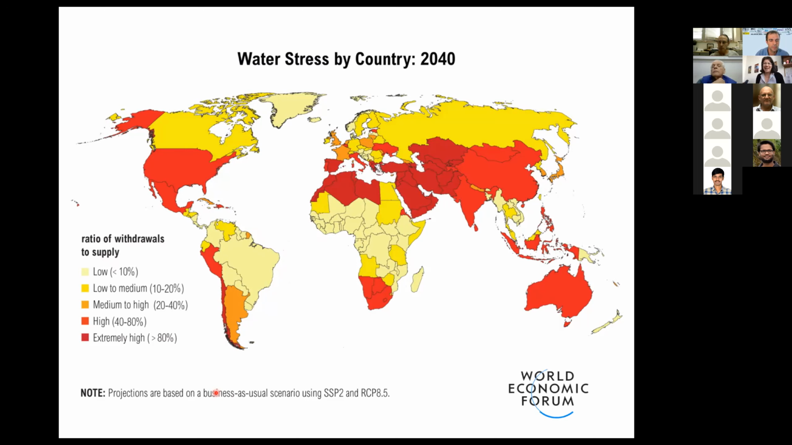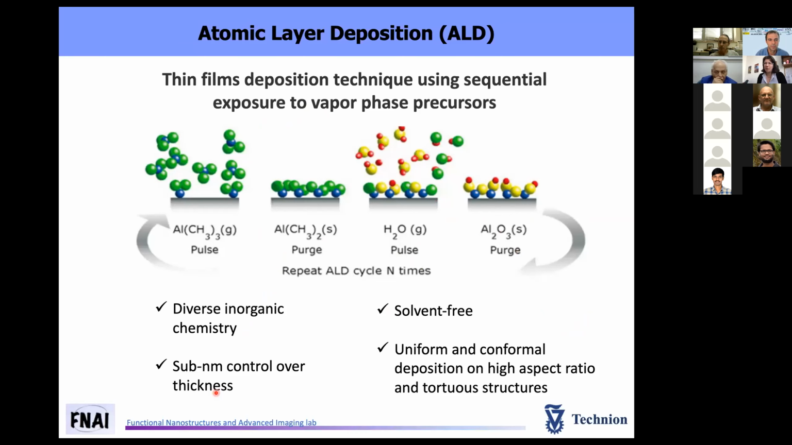So why do we need ALD and all that? Before I explain why, let's briefly introduce ALD if you're not familiar with this technique. Atomic layer deposition is a part of the chemical vapor deposition technology. It enables very precise thin film deposition using sequential exposure to vapor precursors. You can see in this classic example of ALD growth of alumina, the precision and the sub-nanometer control over thickness comes from the fact that the reaction is divided into two half reactions or two half cycles. Each of them is self-limiting.